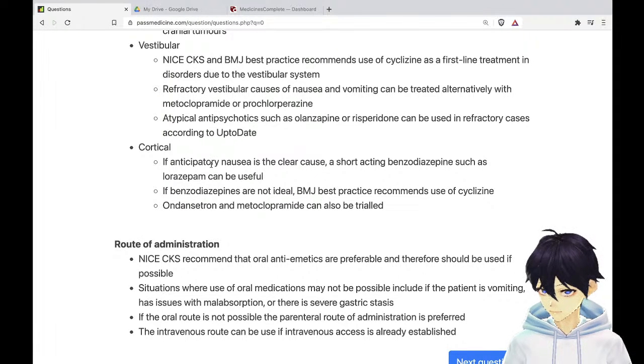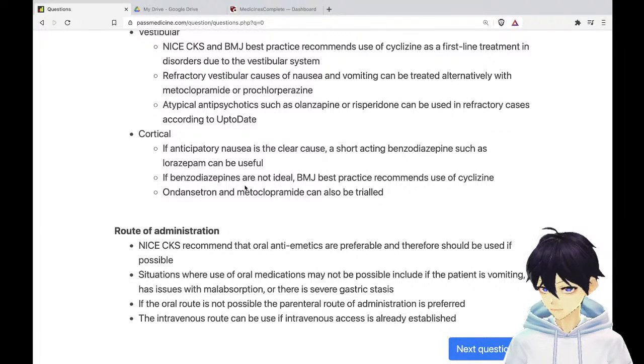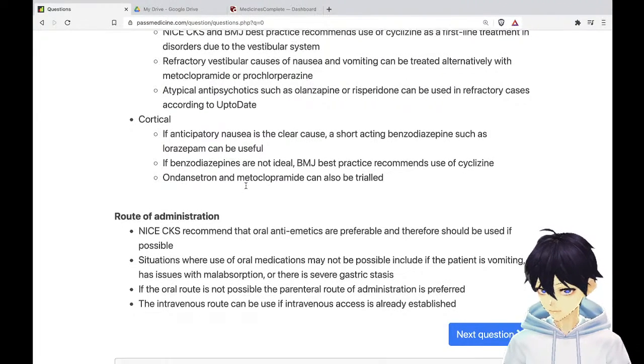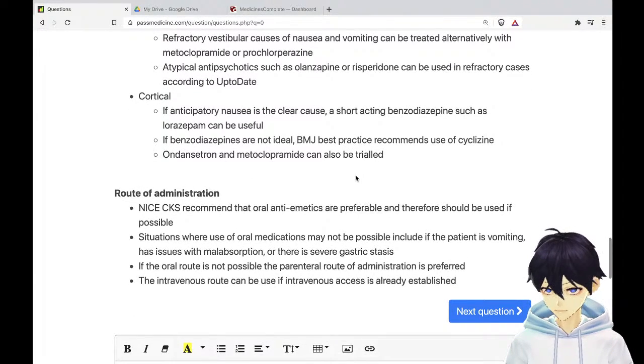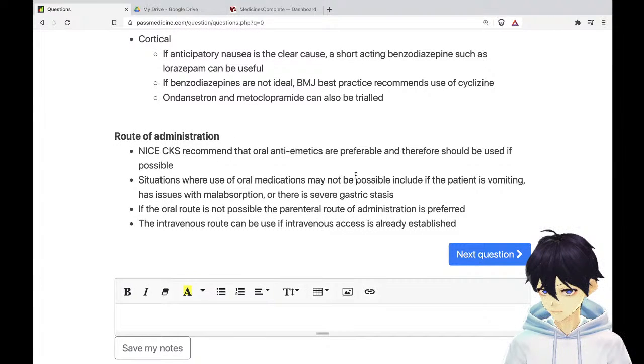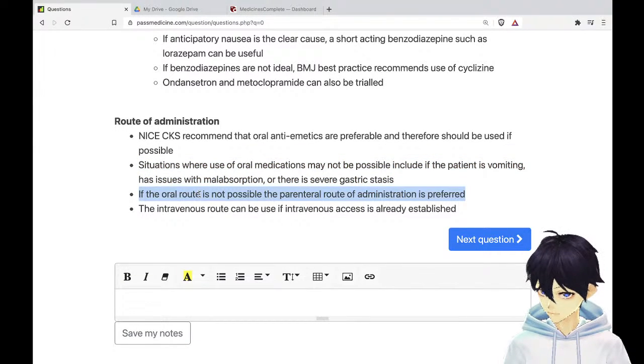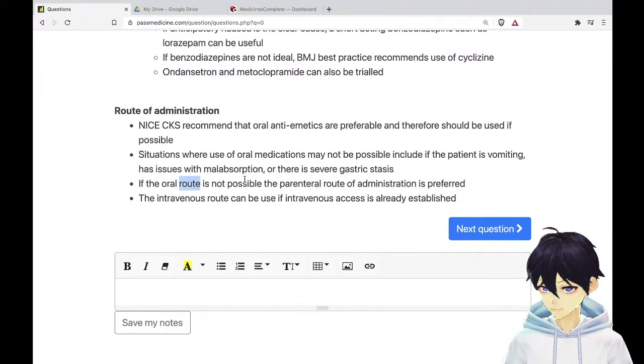Cortical. If anticipatory nausea is the clear cause, a short-acting benzodiazepine such as lorazepam can be useful. If benzodiazepines are not ideal, BMJ Best Practice recommends use of cyclizine. Ondansetron and metoclopramide can also be trialed. This is quite common sense. If they are vomiting, don't give orally because they'll just vomit it out.